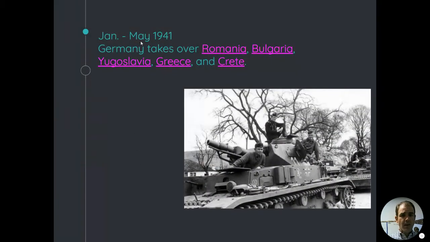Now, in January through May of 1941, Germany continues its spread, and they take over Romania, Bulgaria, Yugoslavia, Greece. So Germany basically says, if you can't do it, we'll do it ourselves, to Italy, Greece, and Crete. So make sure that you're underlining and changing the font colors of those.